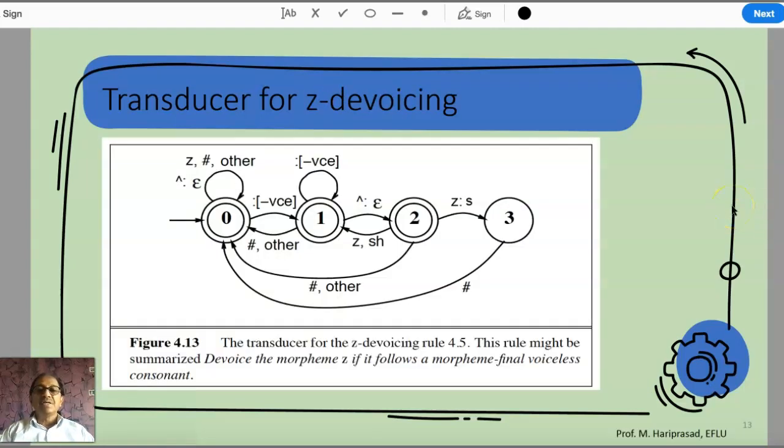When you have z devoicing, it happens when there is a voiceless sound and there is a morpheme boundary which changes to empty. Then it is followed by z, right? And that can change to s, which can be another transducer. But here basically what we are saying is the morpheme boundary changes to empty after a voiceless sound and before lexical z morpheme.